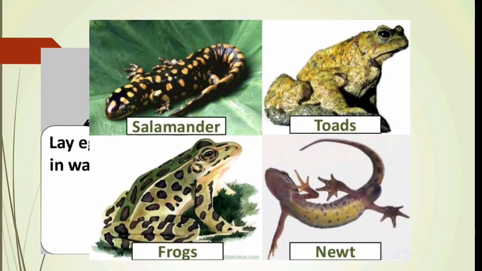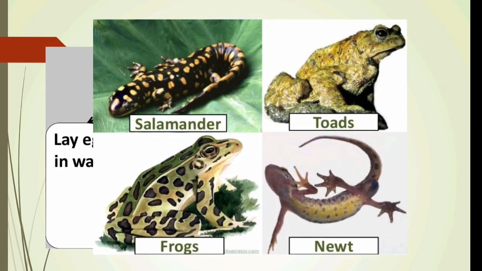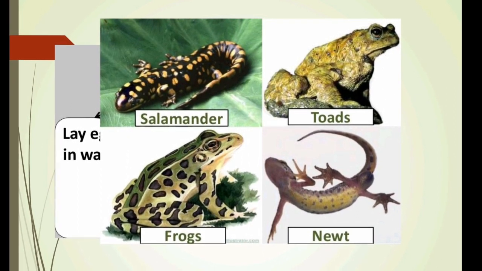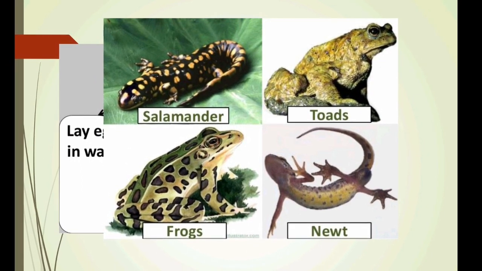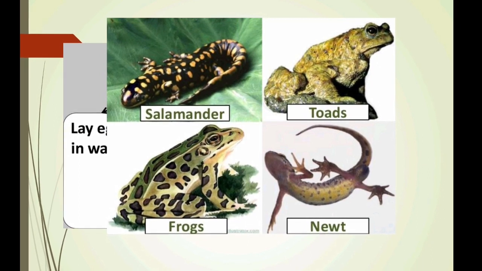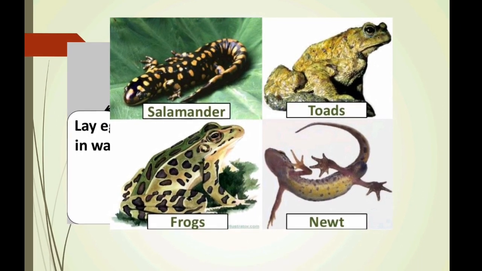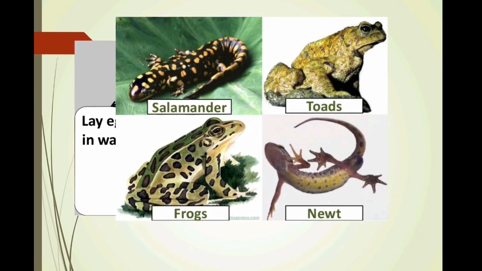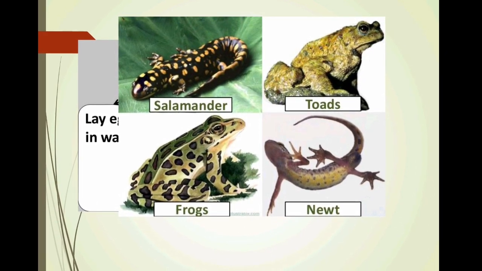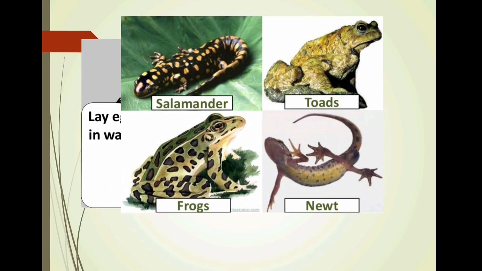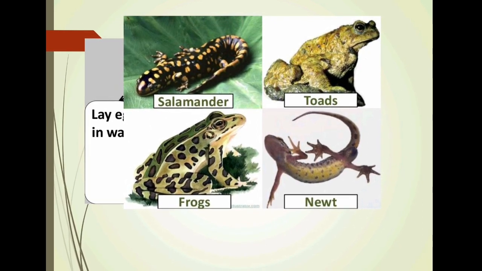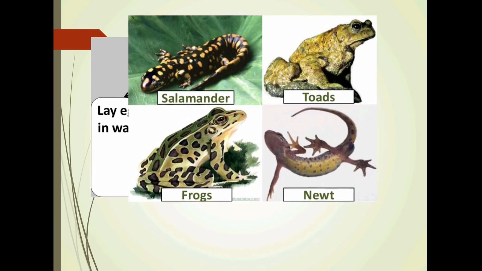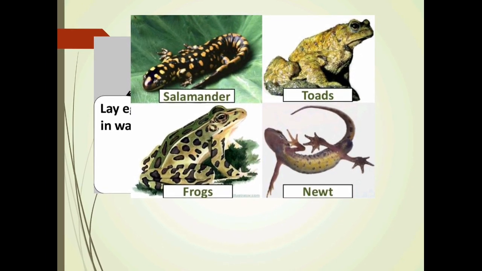Also, they have two pairs of appendages. Exoskeleton is absent because there is an absence of scales or hairs, and their skin remains moist because of the presence of mucus glands. Examples are frog, whose skin is smooth, then toad, whose skin is rough, salamander and Ichthyophis.